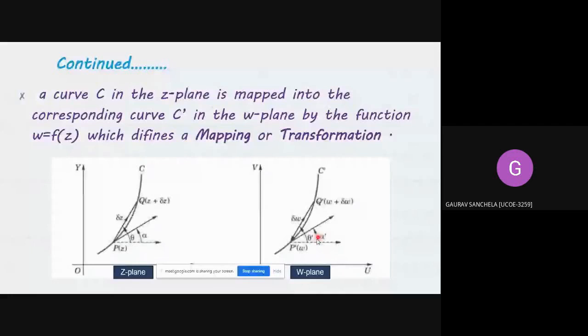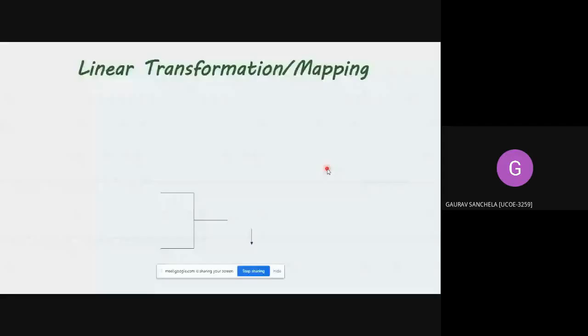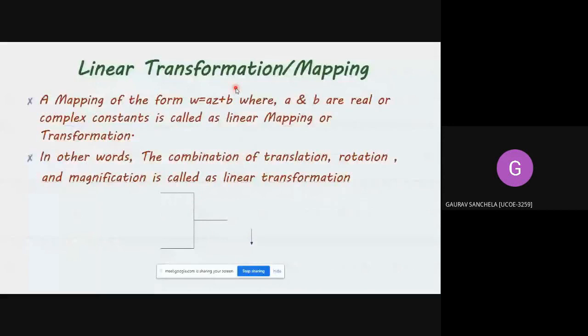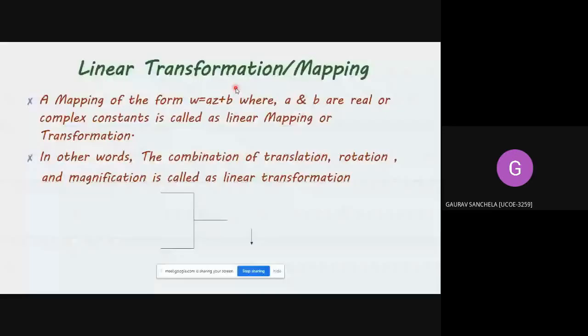Now let's start with linear transformation or mapping. A mapping of the form w equals az plus b, where a and b are real or complex constants, is called a linear mapping or transformation. In other words, the combination of a translation, rotation, and magnification is called the linear transformation.